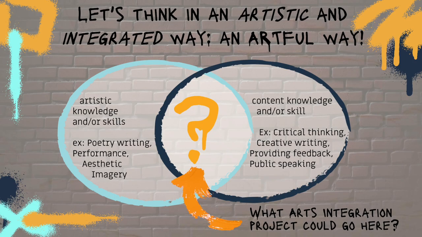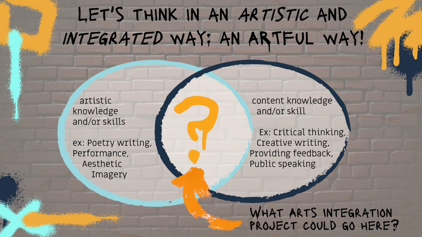So when we begin thinking in an artistic and integrated way, this is just my favorite Venn diagram. It really helps me think about my teaching and about my integration. On the left, I think about, as a teacher, what are the artistic skills, or what is the artistic knowledge that I want to evolve in my classroom? And so today we are going to be doing some poetry writing. We're going to be looking at performance and also at aesthetic imagery.